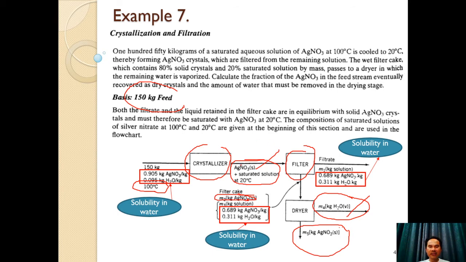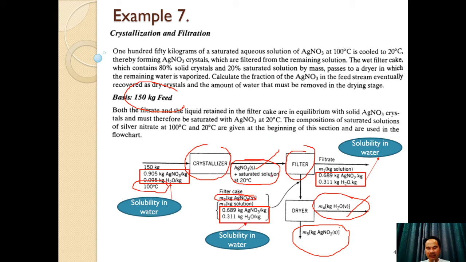For this case, we can draw the flow chart. The first step, we send the feed to the crystallizer. The feed is at 100 degrees Celsius, 150 kilograms. The feed is a saturated solution. Saturated solution means the feed is at solubility. For this case, you can know the composition of the feed by reading the solubility data. Okay, and then you send it to the crystallizer.